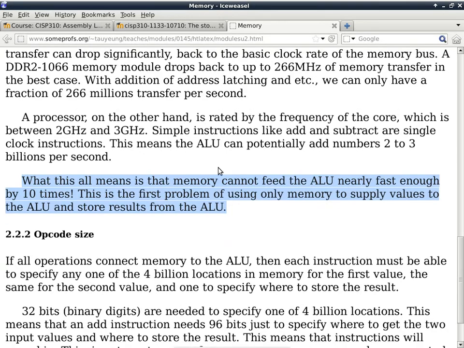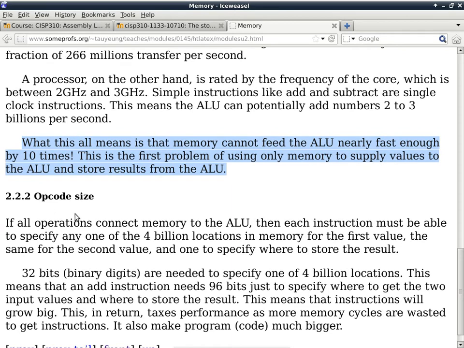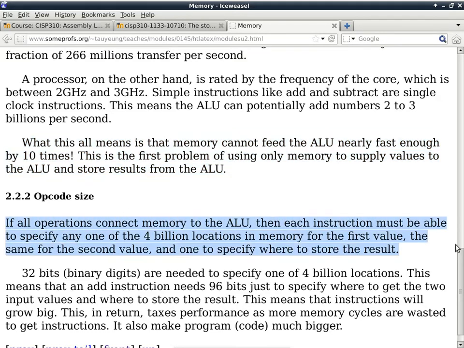The other thing that we also are seeing is the size of the opcode. In other words, when you look at the actual binary code of instructions, they're also getting wider. If all operations connect memory to the ALU, then each instruction must be able to specify one of the 4 billion locations in memory, assuming we have a 32-bit machine, for the first value, the same for the second value, and one to specify where to store the value. In other words, think about this in C terminology.